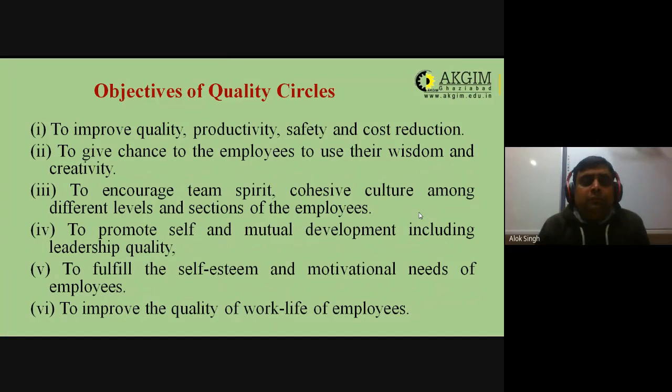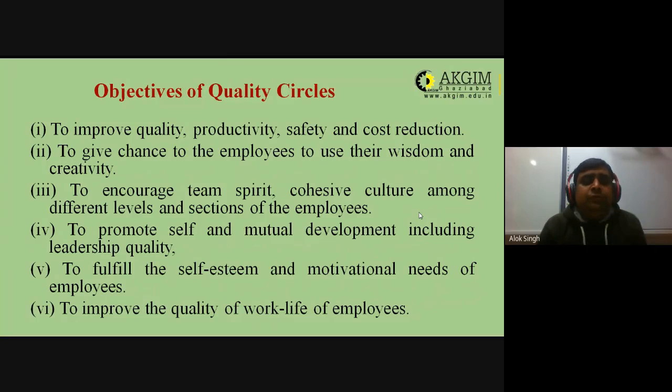Generally it is a group of people that discuss their work related issues. If they discuss problems, they will resolve them, and they will better improve their quality, productivity, efficiency, safety, and cost reduction, which means cost optimization basically. So this is basically the objective of implementing quality circle.